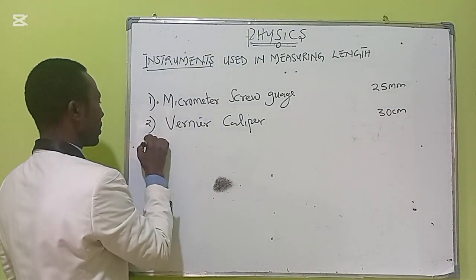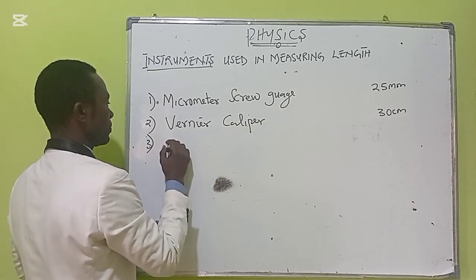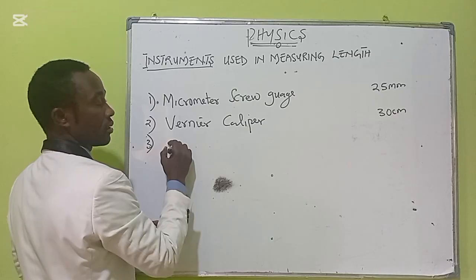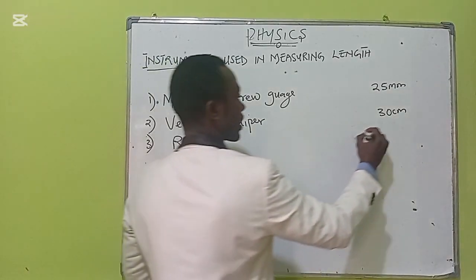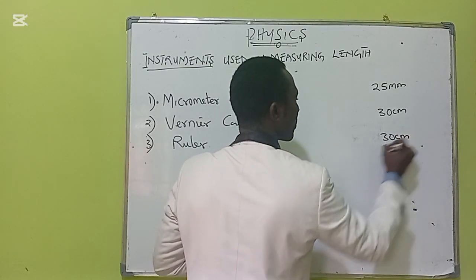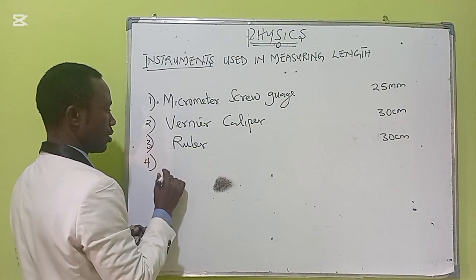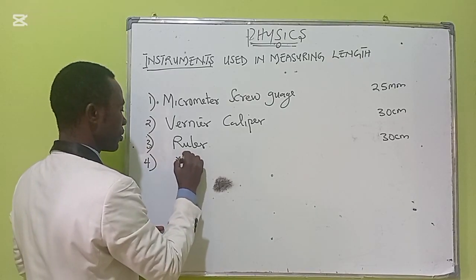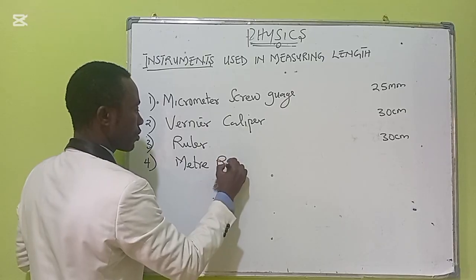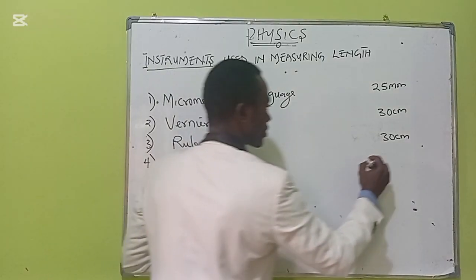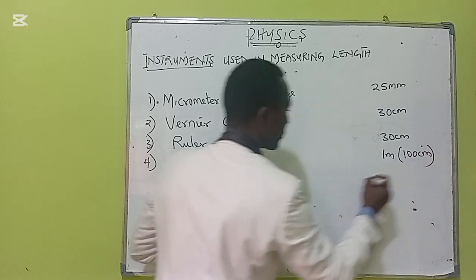Then number three, we have the ruler. A ruler can measure distance up to 30 centimeter. Then number four, we have the meter rule. A meter rule can measure distance up to 1 meter, which is 100 centimeter.